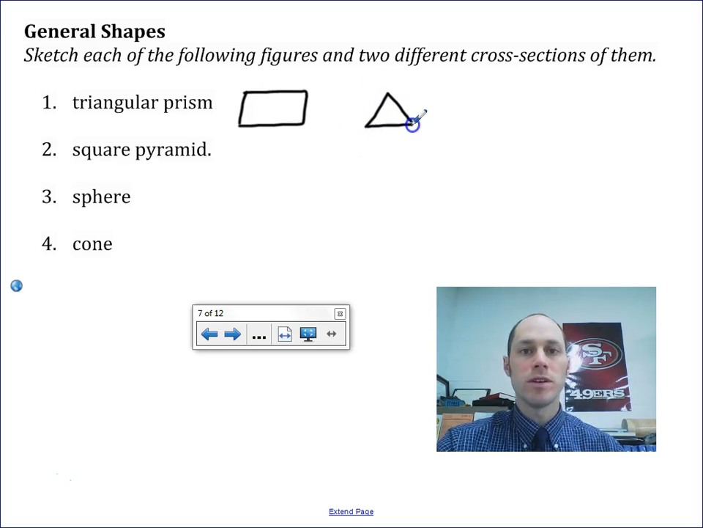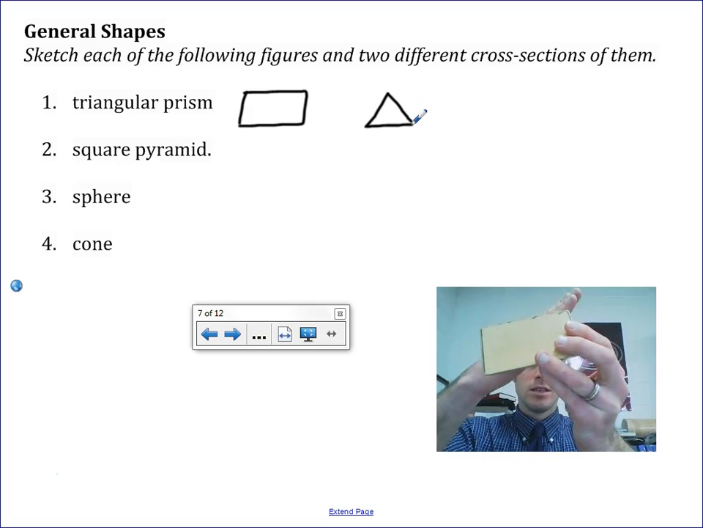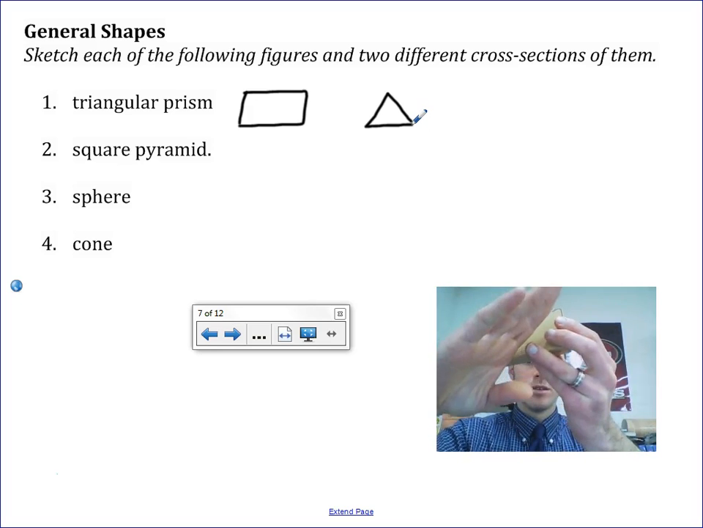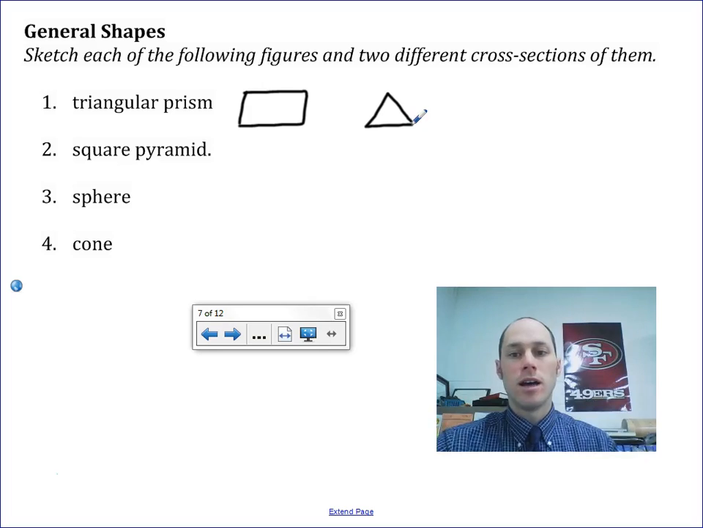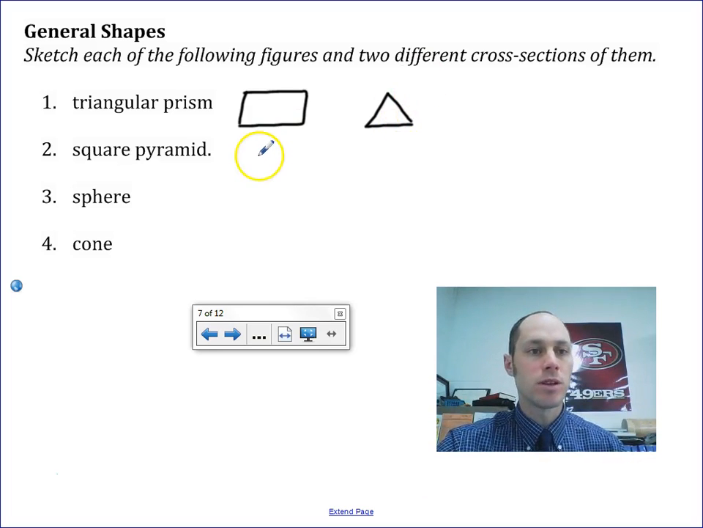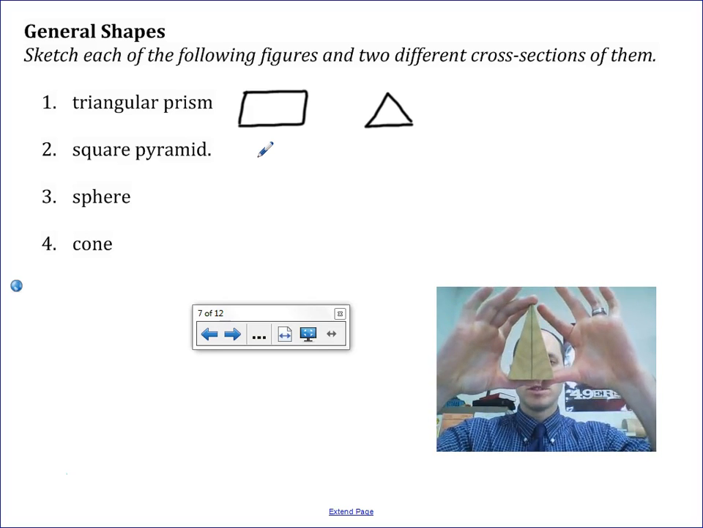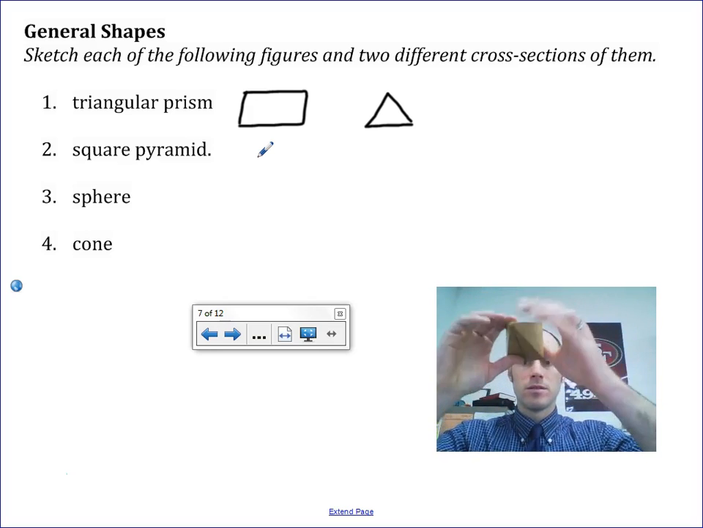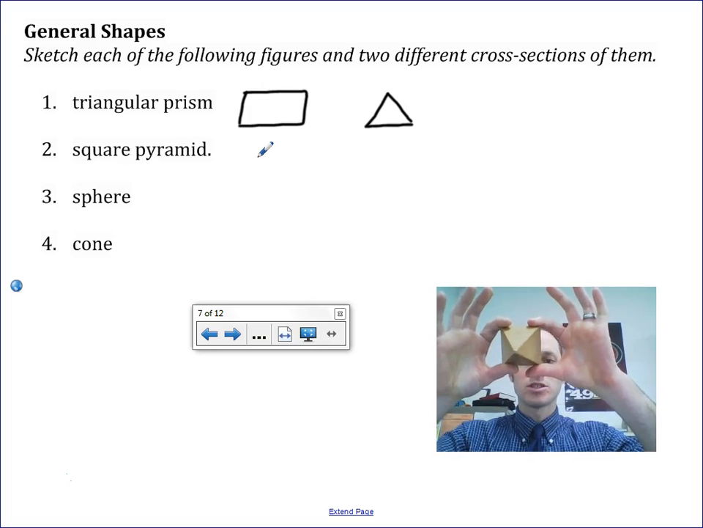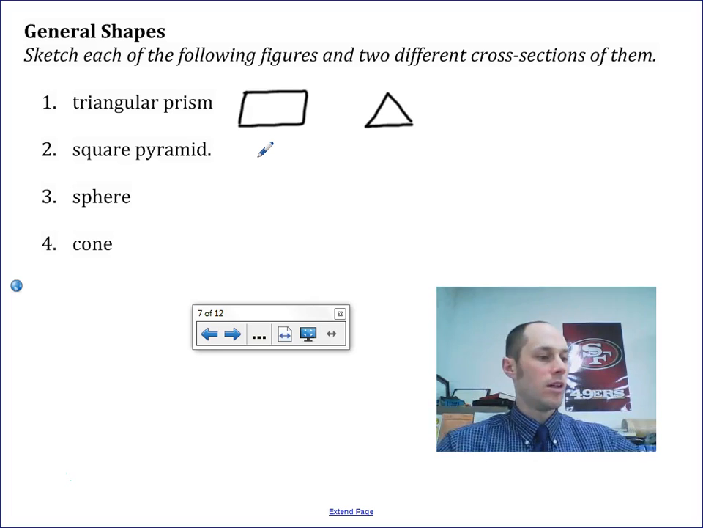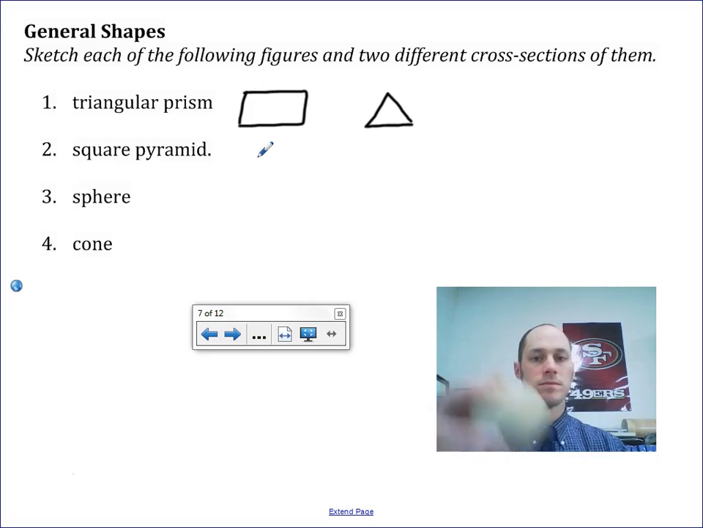Then other ways we could envision it, well, what if we sliced at an angle? What would that look like? I'll show you a GeoGebra app that can help us with that. Then do the same with the square pyramid. And what does that look like? And what cross sections do we have? Then also the sphere. And then the cone.